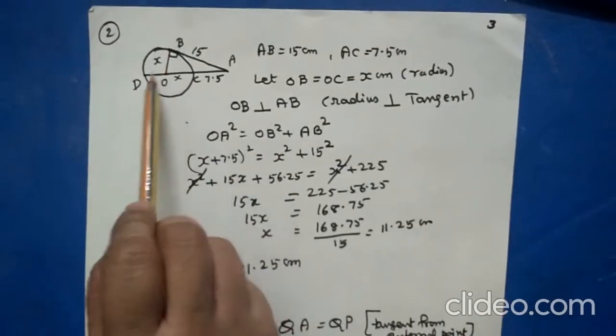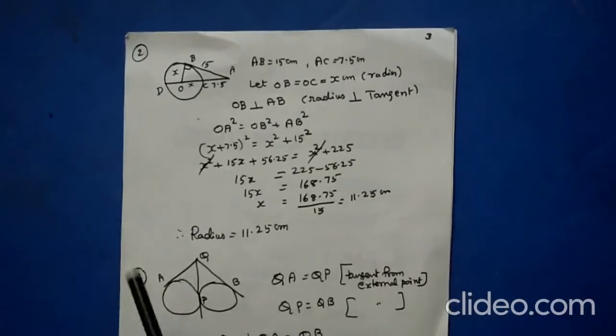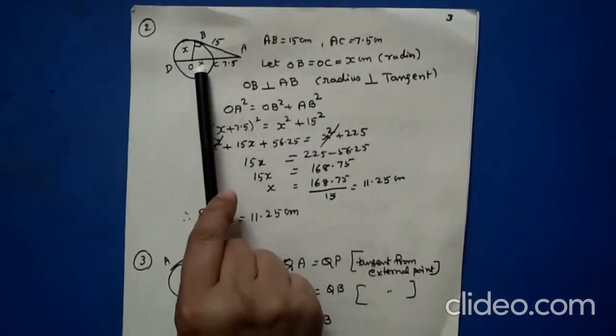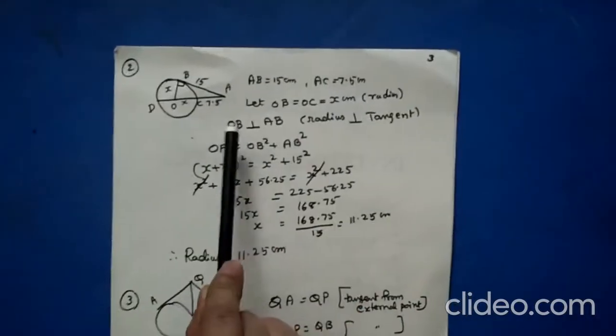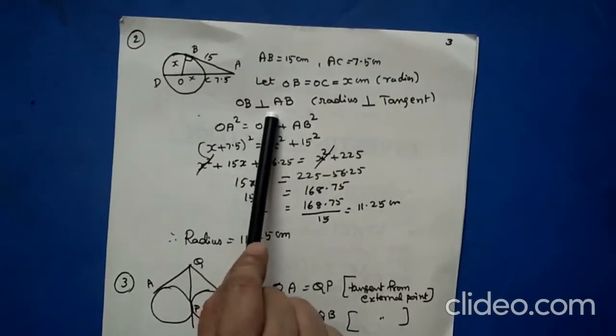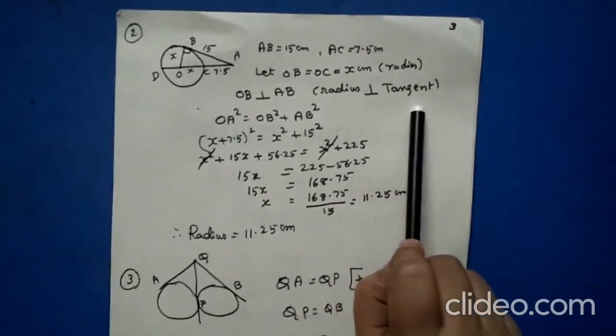Here we don't know the radius. So you take radius as x. So OB is equal to OC is equal to x centimeter. OB is perpendicular to AB. We know the theorem, the radius is perpendicular to tangent.